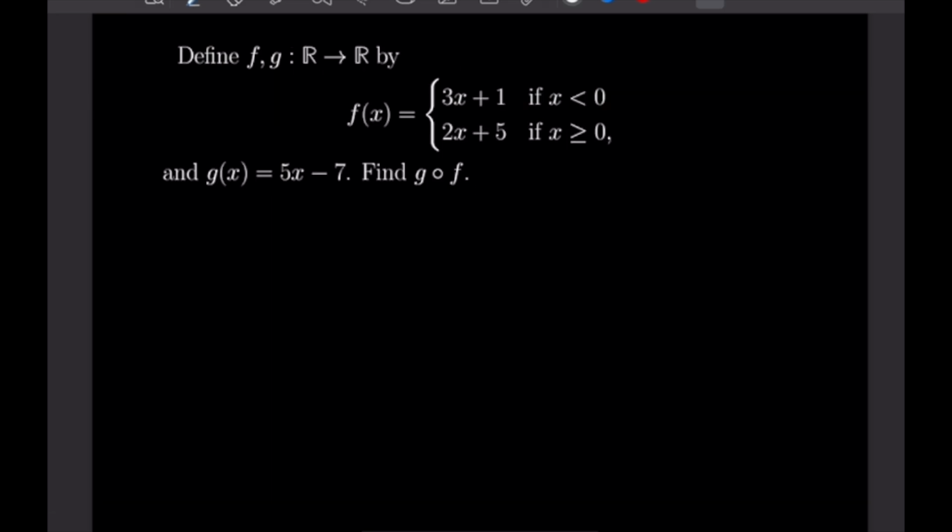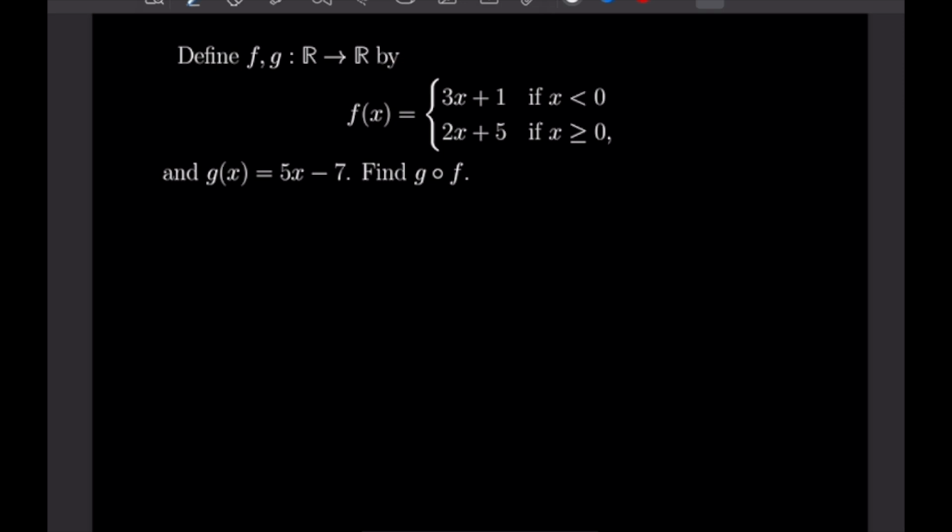For this example, we have two functions defined from R to R, f and g, where f of x is this piecewise function: f of x is 3x plus 1 if x is less than 0, and f of x is 2x plus 5 if x is greater than or equal to 0. And then we have g of x defined as 5x minus 7 for all x. We want to find, once again, g of f.